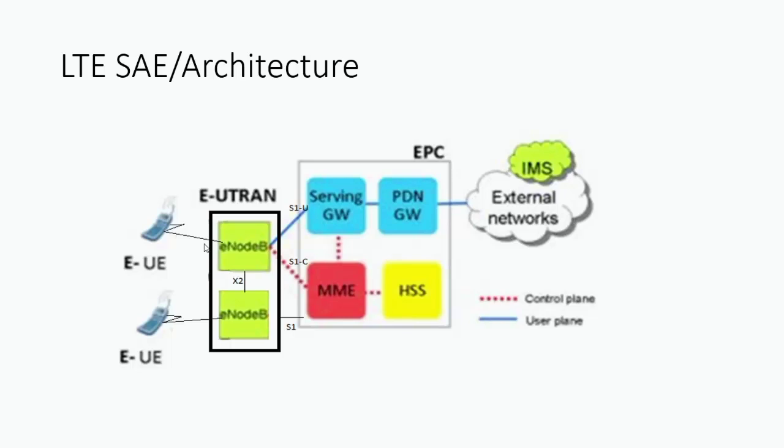And in the EUT-RAN part, we have only one entity, and this entity is not connected to any controller in our radio access network part like the RNC. And this entity is called eNode B, as you can see in the figure.